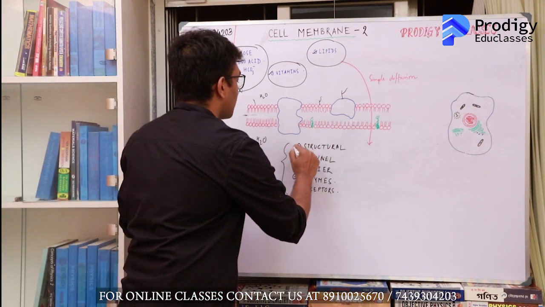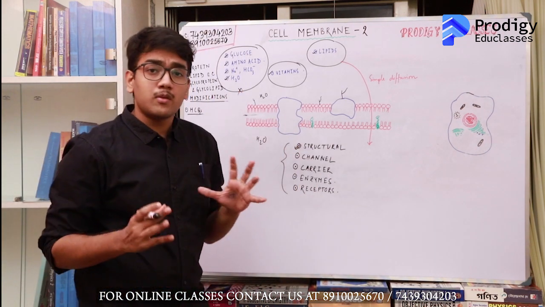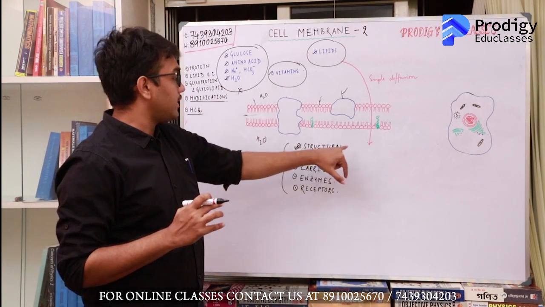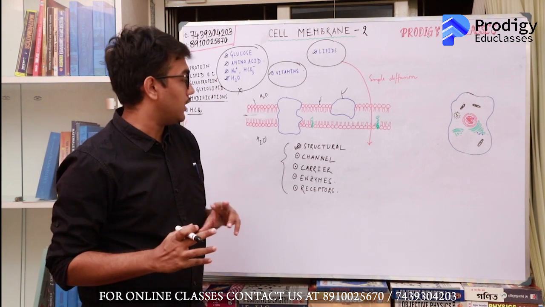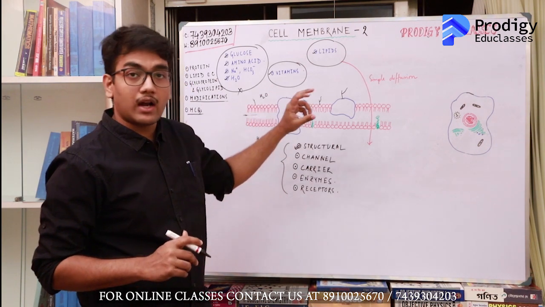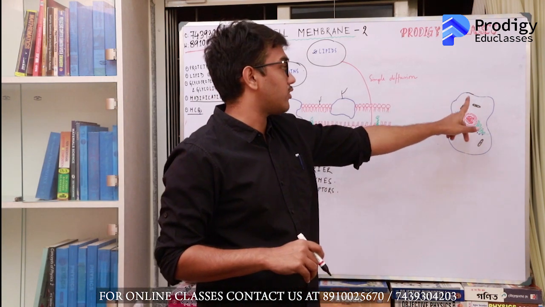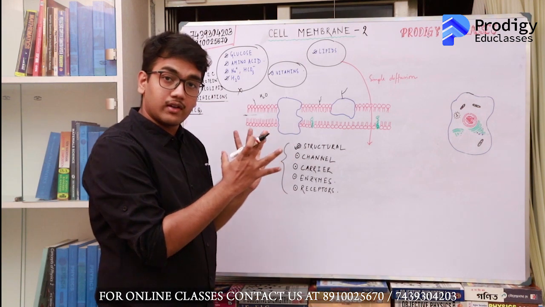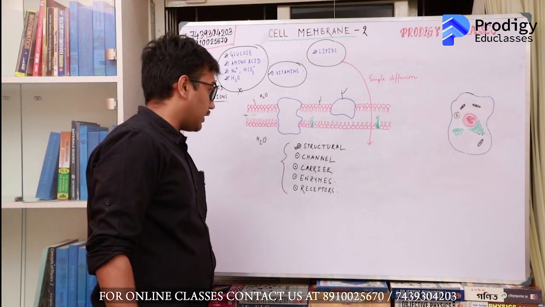What do structural proteins do? Structural proteins are proteins which hold the cell membrane together. They provide the cell membrane with structural integrity. You will find integral proteins within the cell membrane which are connected to microfibrils and microfilaments present in the cytoplasm. And these will hold together the cell membrane in its integrity.